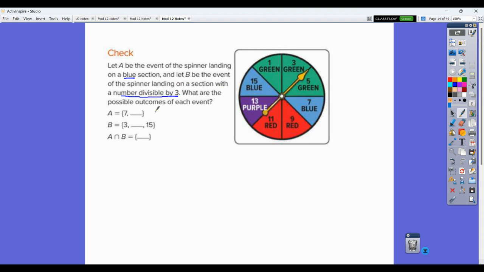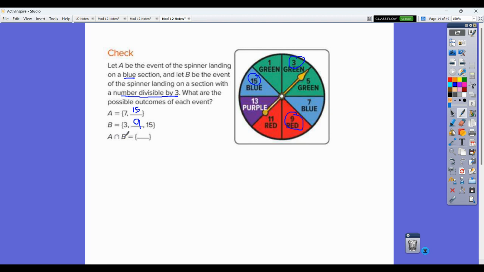Okay, what are the possible outcomes of each event? So for A, 7 would be a blue section, and 15 would be a blue section. So those would be the outcomes. You either got 7 or you got 15. Okay, B, number divisible by 3. So 3 is divisible by 3, not 5, not 7. 9 is divisible by 3, so we should add that to it. And 15. Those are all of the numbers that are divisible by 3.